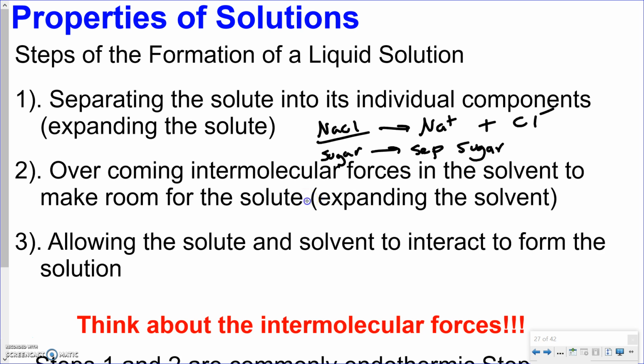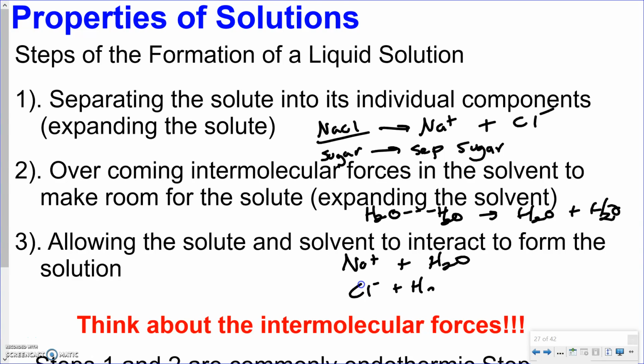The next thing is the solvent then has to separate, and what it's doing is it's expanding to allow for the solute to mix in, okay? Which means I have 2 waters interacting with each other. We have to separate those waters. Well, we don't have to separate those waters. They separate themselves to allow for the interaction with our solute. Okay, and then the last step is a solute and solvent interacting. So now we have our sodium ion interacting with our water molecule, and our chlorine ion interacting with our water molecule, our sugar interacting with our water molecule, however we want to think about it. Okay, so these are kind of the basic steps.